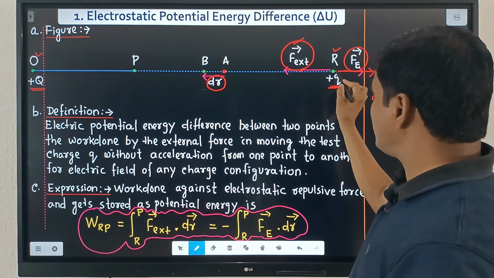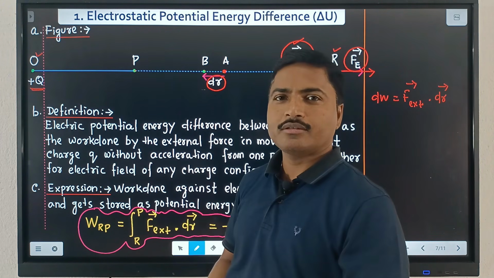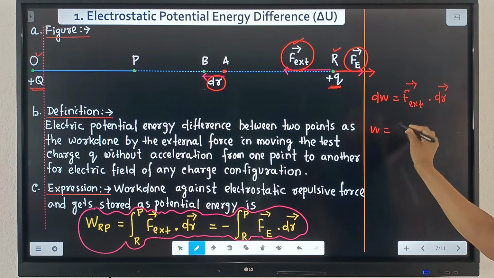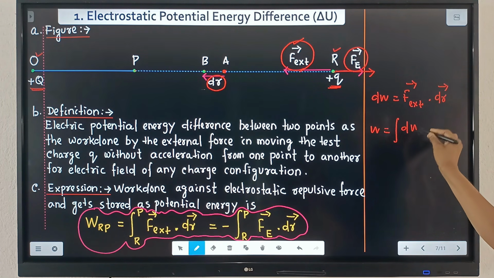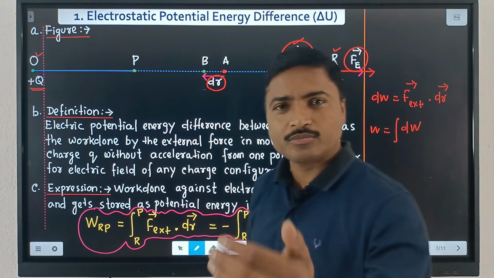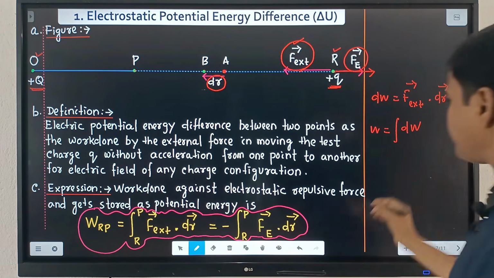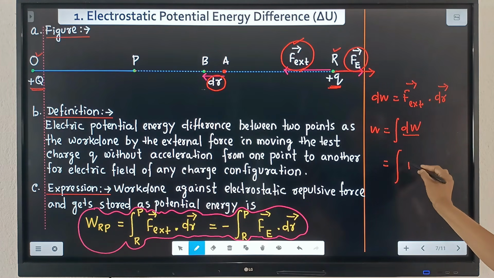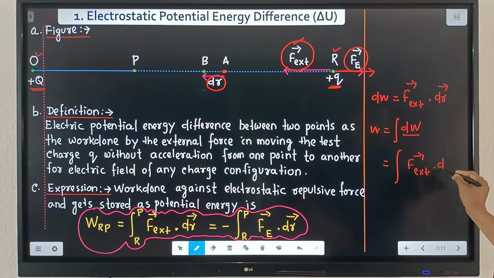If the test charge moves from point R to P, then what is the total work done? We write total work done is equal to W. W is equal to the summation or integration of all the small work done, that is dW. This is equal to, in place of dW, we write F external dot dr.